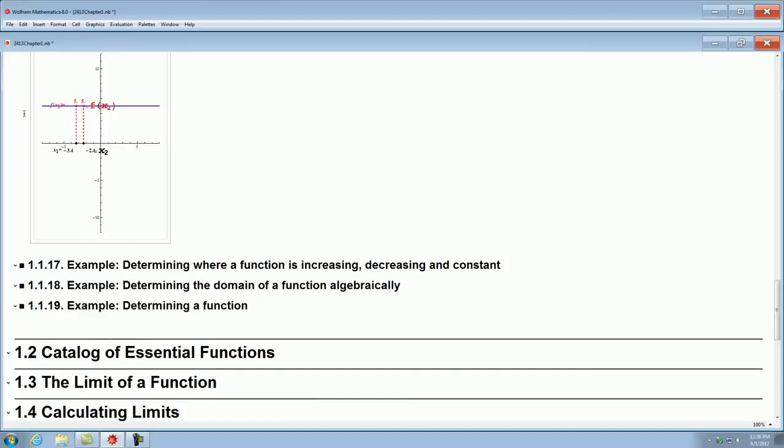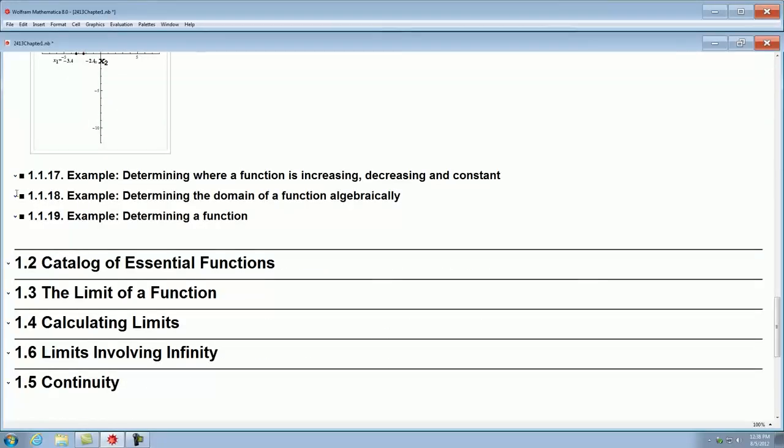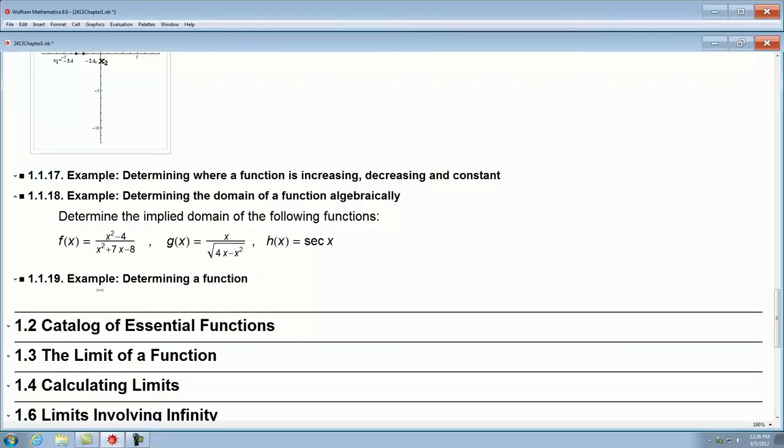All right. Get to the next example. Determining the domain of the function algebraically. So these will be done in class, but what we want to do is figure out the implied domain. So what we're determining is what values of x can and cannot go into these functions. And we'll do that in class.